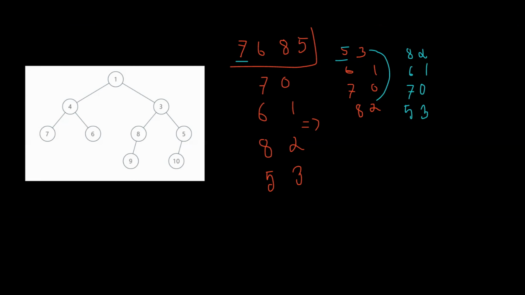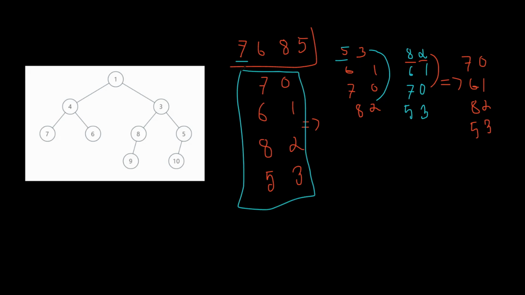Now again, as we changed the first index, we have to look at it again. What is the element here? It is 8, which is again not equal to 7. So we have to swap it with the element at index number 2. So here, if we swap these two, it will become 7, 0, 6, 1, 8, 2 and 5, 3.